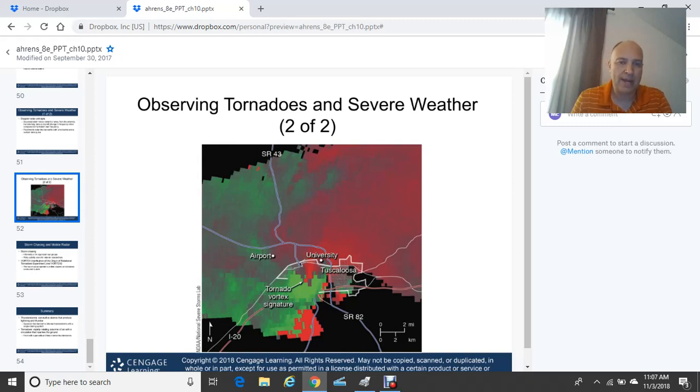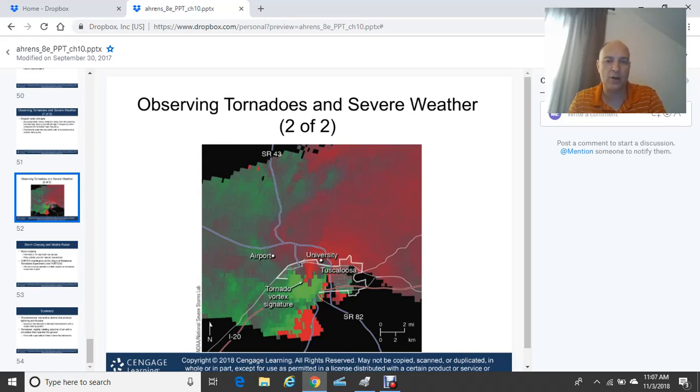Just keep in mind that whenever you have a brighter red color next to a green color, that generally indicates rapid speed or velocity changes of the air. Whenever those two are touching each other, we call that gate-to-gate shear. You don't need to worry about knowing that for the course, but it's an indicator to meteorologists that you could have a rotating mesocyclone at that point, and that eventually could yield a tornado.